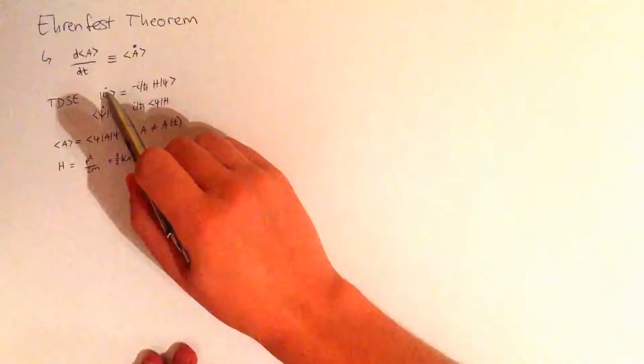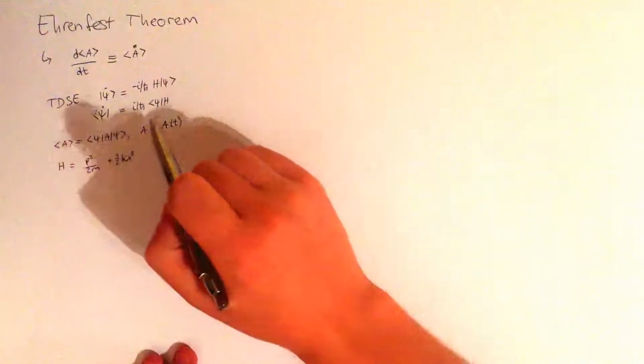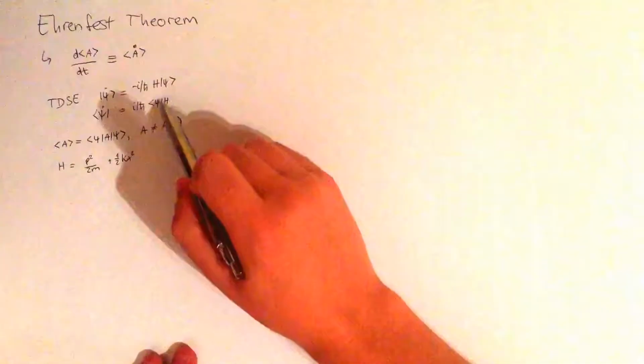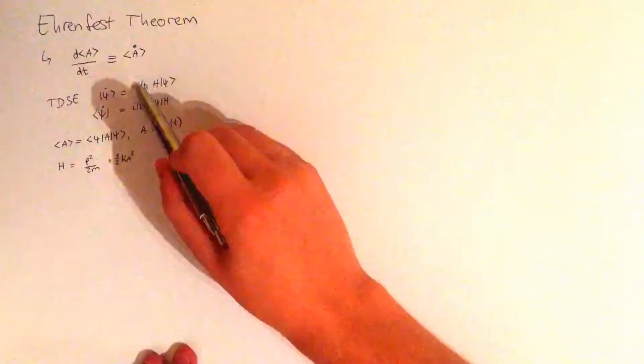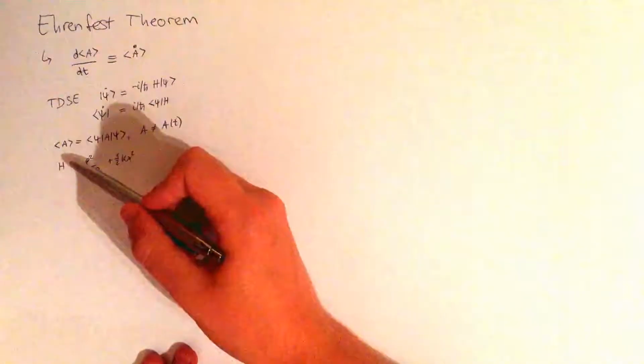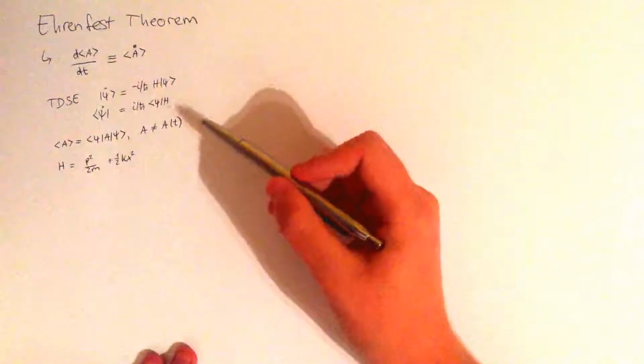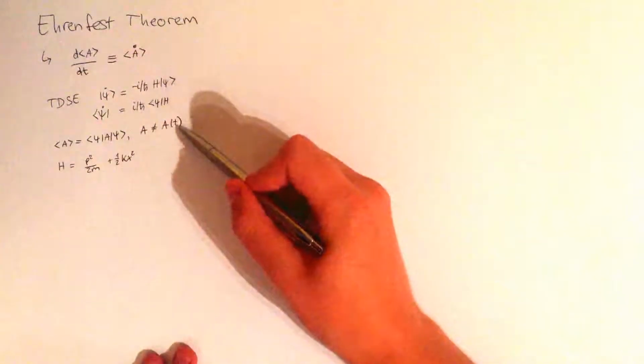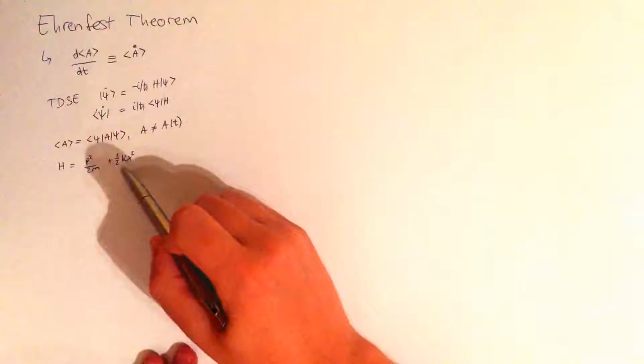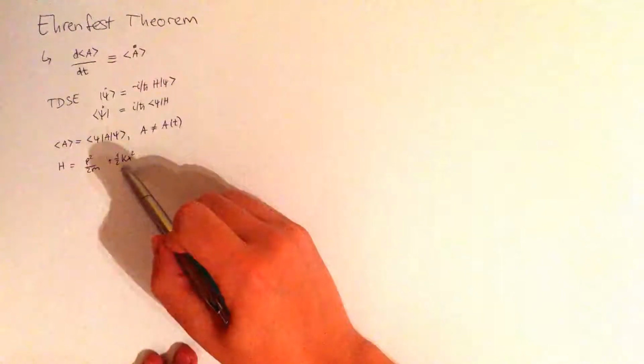Note how the kets get turned into bras, and here the order reverses, as well as the change of sign for the i. We also need the general expression for the expectation value of the operator A, and we'll assume that A is independent of time, which will make calculation later a bit easier, but it's not necessary at all. And since we're going to discuss the theorem with an example, we've got here the Hamiltonian of the harmonic oscillator.